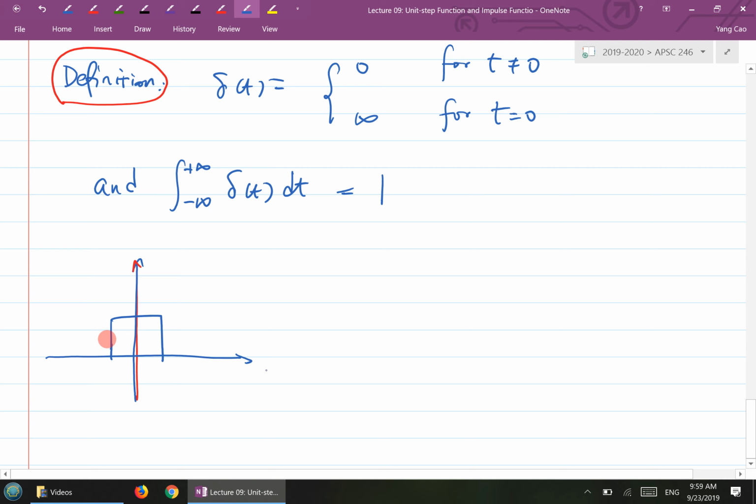Okay, so let's say I have a box here. This box has 2 edges. It's symmetric about the t equal to 0 axis. The 2 edges are at negative epsilon over 2 and then positive epsilon over 2. So we call it a small error. Sometimes we use epsilon, this Greek letter, to represent a very small quantity. The height of this box is 1 over epsilon.